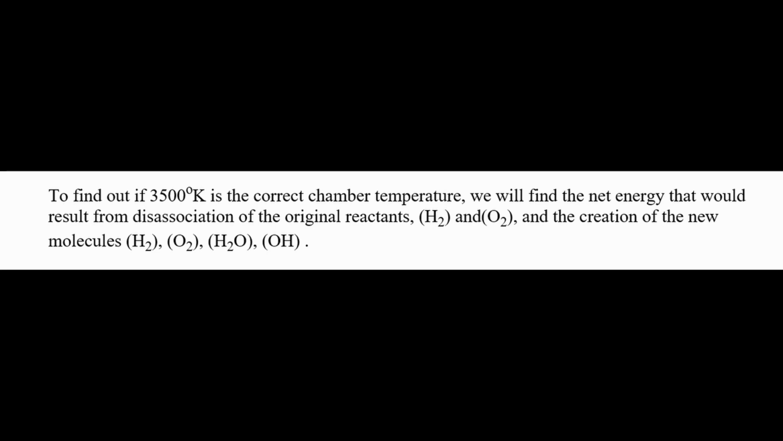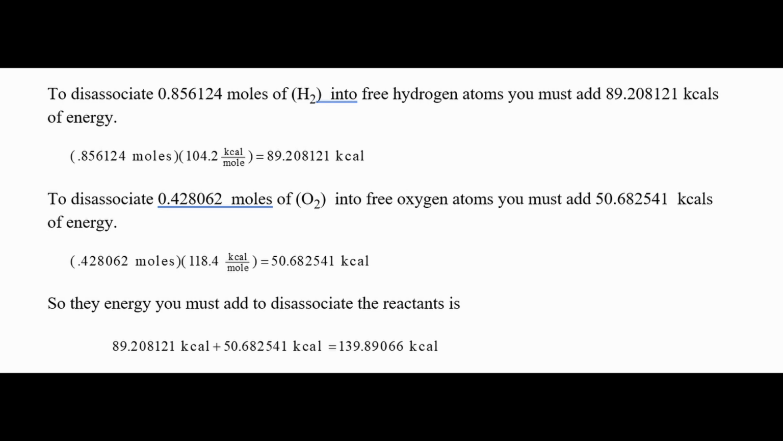To find out if 3,500 degrees Kelvin is the correct chamber temperature, we will find the net energy that will result from the dissociation of the original reactants H2 and O2 and the creation of new products H2, O2, H2O, and OH. To dissociate 0.856 moles of H2 into free hydrogen atoms, you must add 89.208 kcals of energy. To dissociate 0.428 moles of O2 into free oxygen atoms, you must add 50.68 kcals of energy. So the energy you must add to dissociate the reactants is 139.89 kcals.